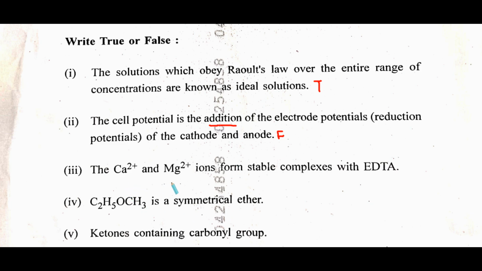The calcium ion and magnesium ions form stable complexes with EDTA. It is true. C2H5OCH3 is a symmetrical ether. It is false because it has different alkyl groups. Ketones containing carbonyl group, it is true.